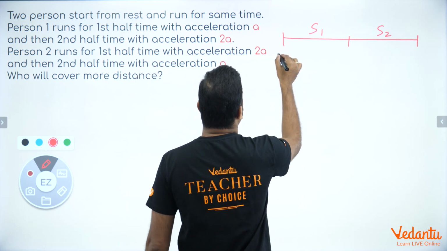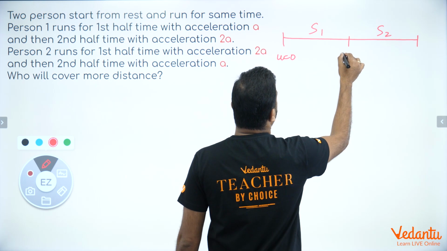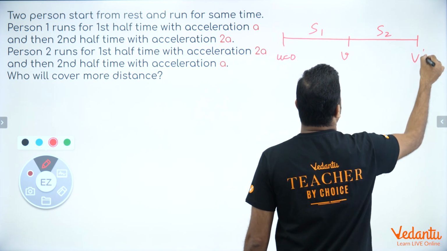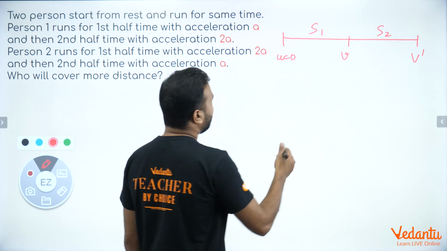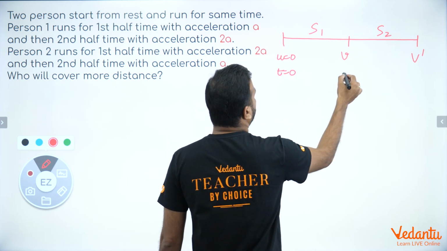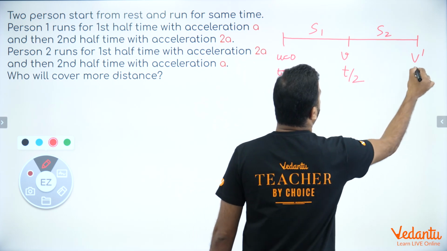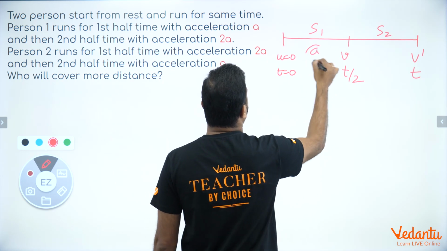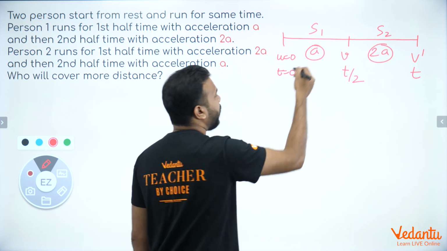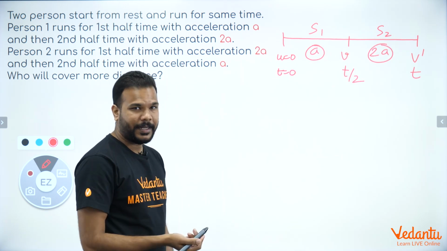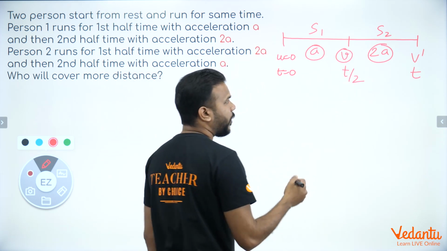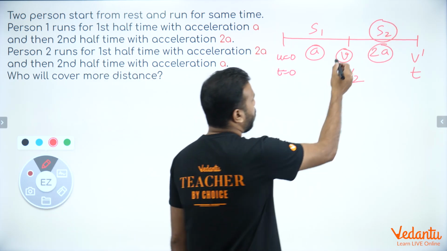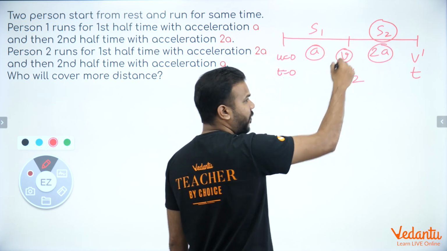So he starts with a velocity that is 0. At this point, say his velocity becomes v, whatever velocity it becomes after a time t is something that we don't know. So this is t equal to 0, this is t equal to, say, t by 2, and this is t equal to t. So you will say that the first person has first half acceleration as a, second half acceleration as 2a. So you will first apply s1 calculated as ut plus half at square. You will also need to find out this velocity so that you can again apply the same thing for s2. Okay, because then you will apply ut plus half at square, keeping this as a, this as v.